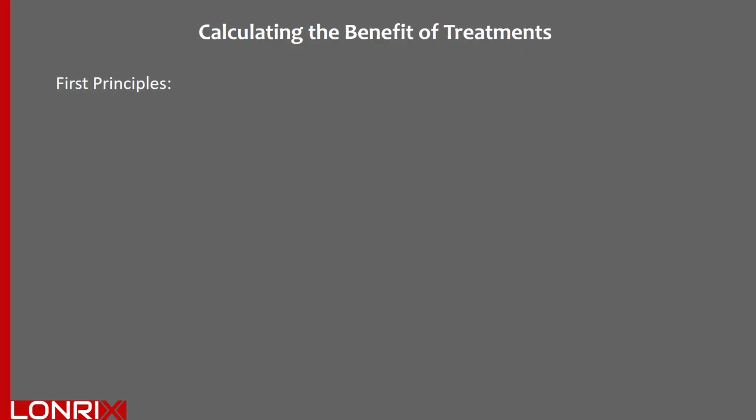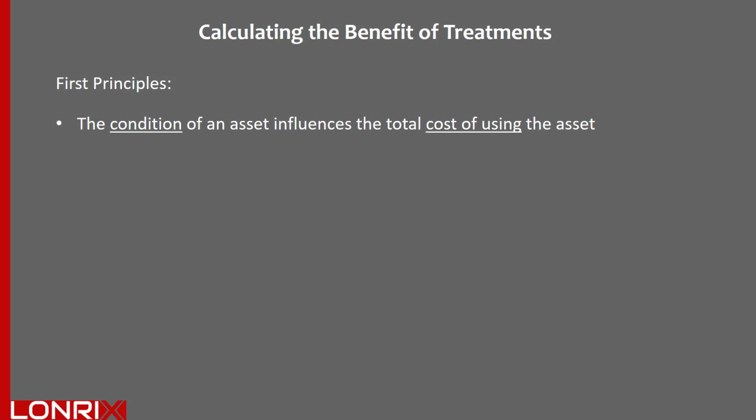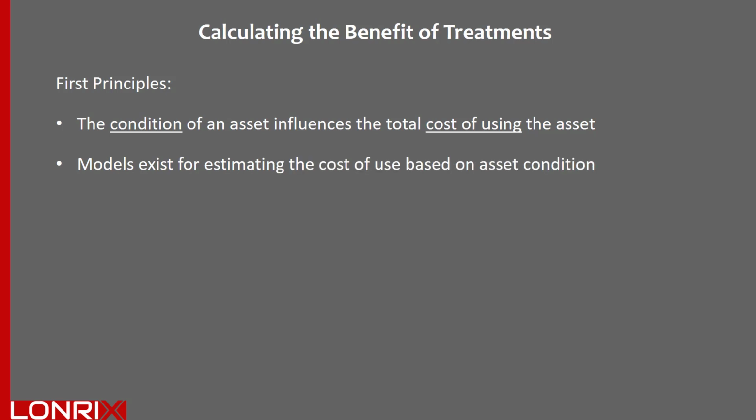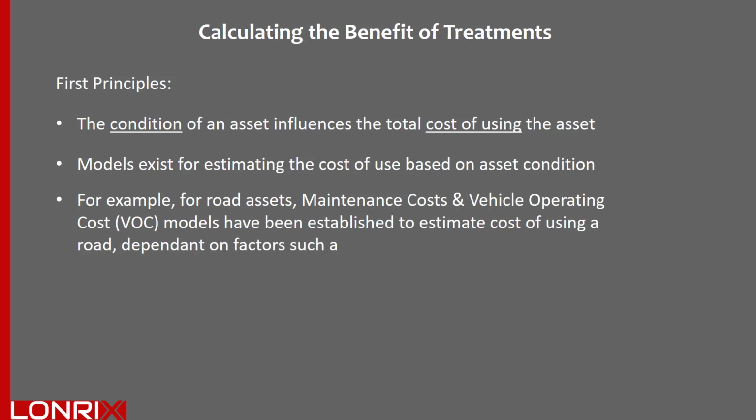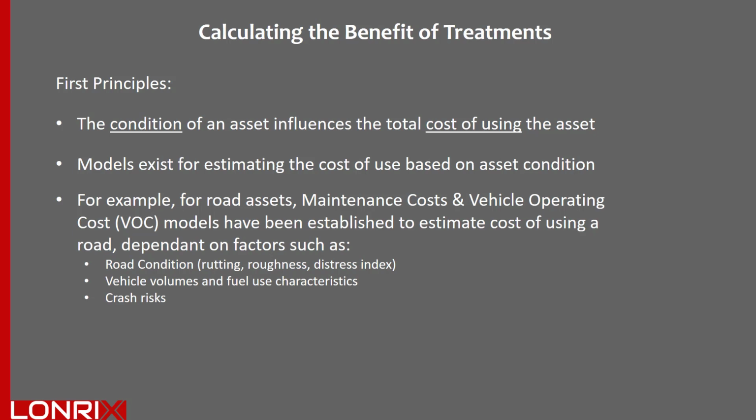Let's start with first principles. The first principle on which our benefit calculation is based is that the condition of an asset influences the total cost of using the asset. Models exist for estimating the cost of use based on asset condition. For example, for road assets, maintenance cost and vehicle operating cost models have been established to estimate the cost of using a road, dependent on factors such as road condition, including rutting, roughness and distress indexes, vehicle volumes and fuel use characteristics, and crash risks.